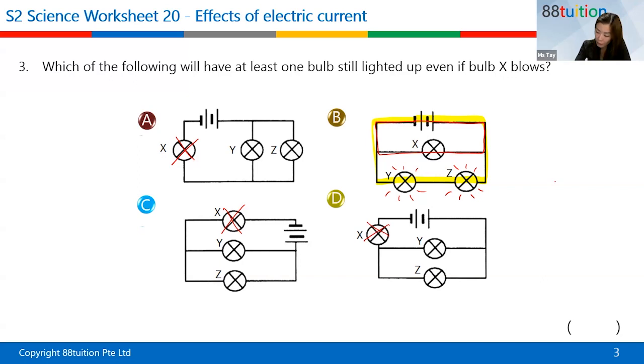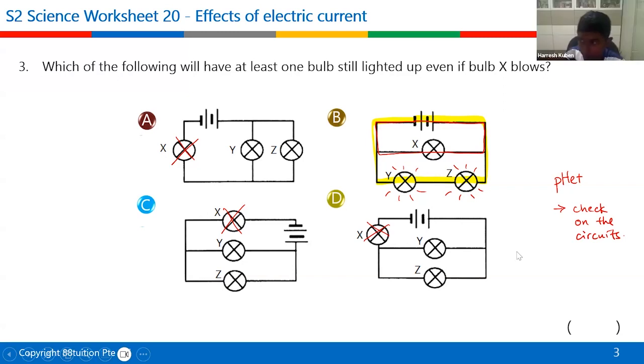How do you check? Go and use this particular application. You can actually explore and check. All right, use this application. You can actually find out whether electricity can still flow through or not. All right, any questions so far here? No? Sure.